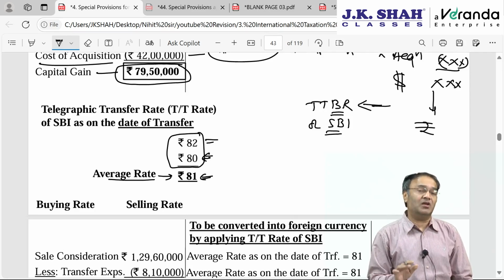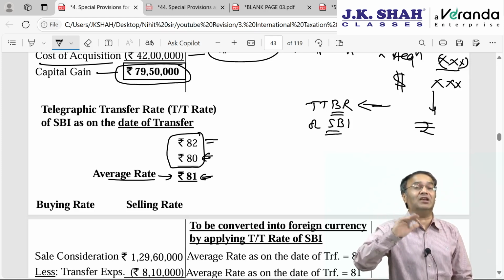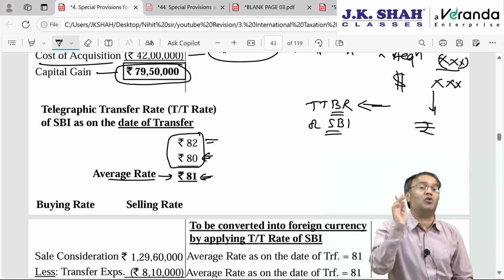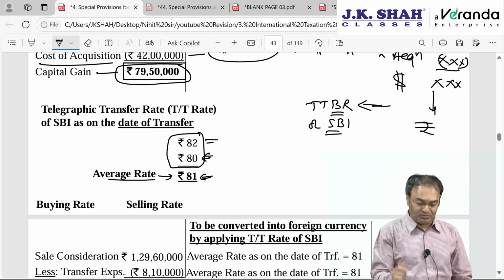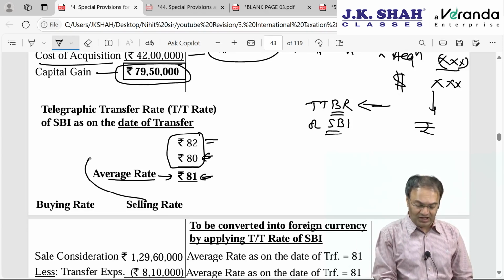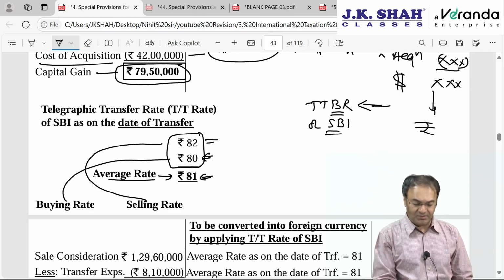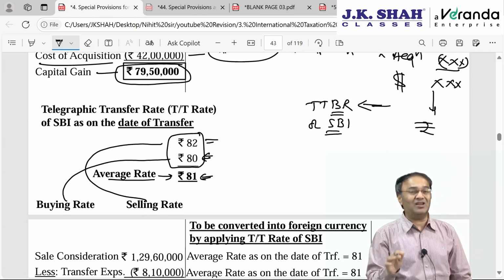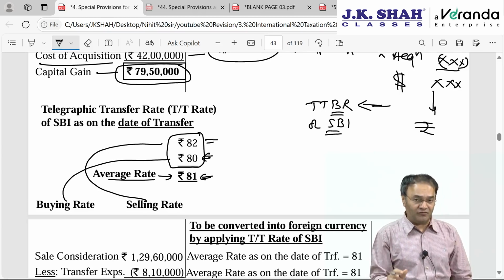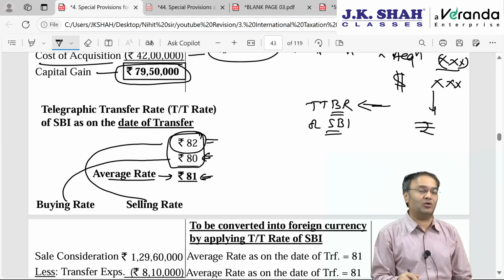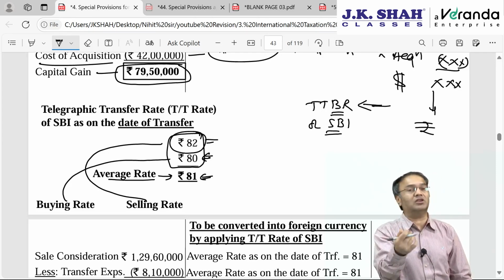So understand, whether it is buying rate or selling rate, the terminology which is used is always from the point of view of the dealer. From dealer perspective, this is the selling rate 82 and 80 is the buying rate, meaning thereby the dealer, authorized dealer under FEMA, he sells at 82. This is the selling rate from his point of view. For you as a customer, this becomes buying rate. Opposite language will be used.